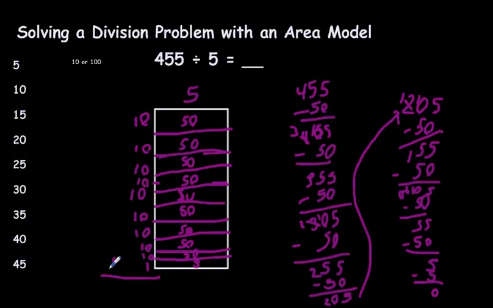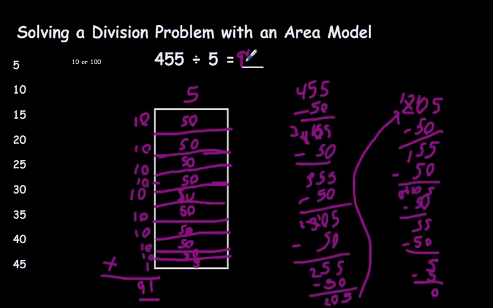Now all I'm going to do is add these up. All these zeros plus 1 is 1. 1, 2, 3, 4, 5, 6, 7, 8, 9. 9 ones in the tens place. So I have 91 is my quotient.